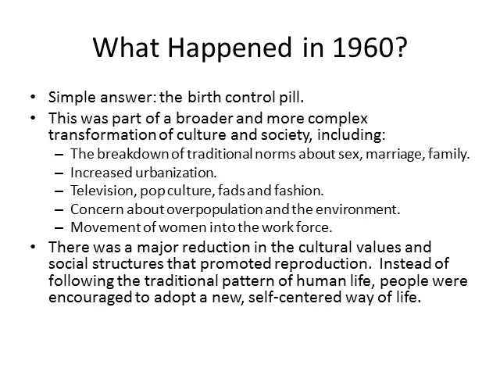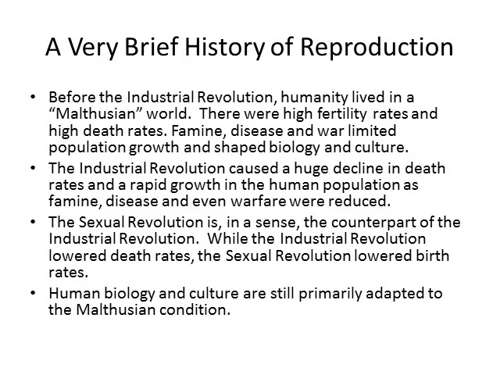Instead of following a traditional pattern of human life, which was centered around the family, people were now being encouraged to adopt a new self-centered way of life that involved the pursuit of pleasure for its own sake. And so now we have to ask, what are the consequences of this dramatic transformation in culture and society? But before we can do that, we have to think about where we came from. So this is a very brief history of reproduction in 4 bullet points.